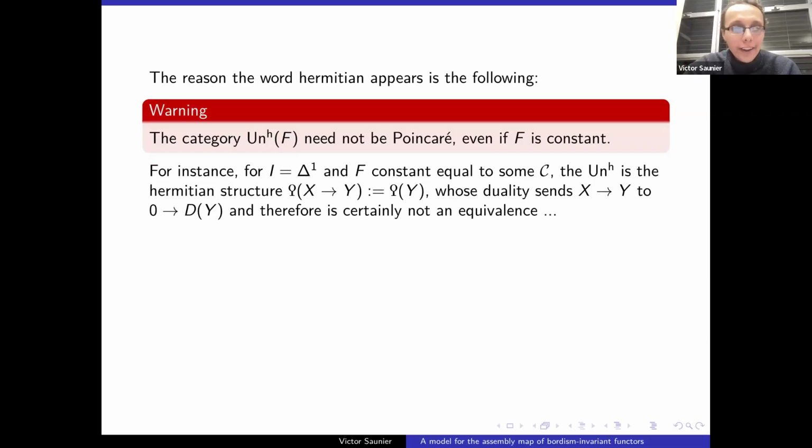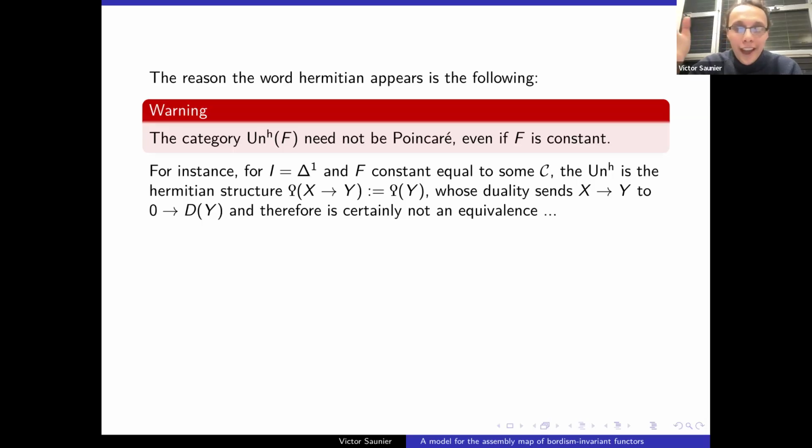What is one such counterexample? Just pick I to be delta 1, and F constant, so you pick a category, which is the Poincare category. This should probably read C kappa. Then you can check that this UNH of F is supposed to live over the arrow category. The arrow category is the oplax colimit of a constant functor equal to C indexed by delta 1.